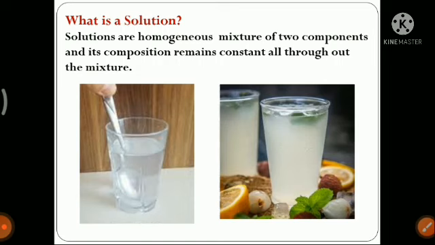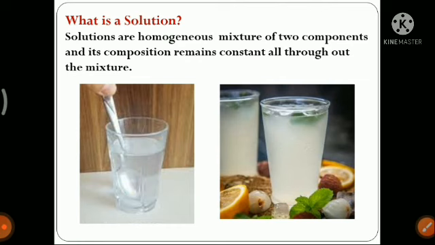The first criterion that a mixture has to satisfy is this: if we say that a mixture is a solution, then the first thing we have to see is whether that mixture is homogeneous or not. If it is homogeneous, then its composition will be the same, or constant, throughout the mixture. Therefore solutions can be simply defined as homogeneous mixtures.